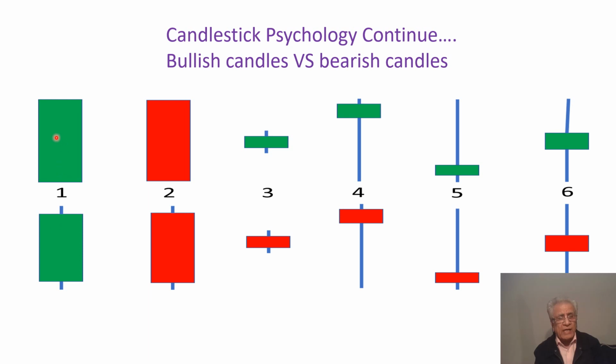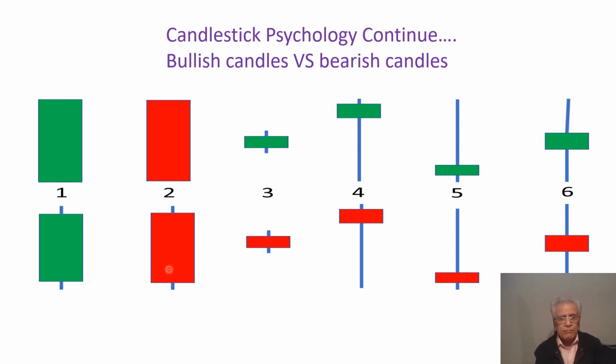And if there are no shadows like this one, no upper or lower shadows, that means it's a huge, big body Marubozu bullish candle. And here we can say the bulls totally control the market. It means there are no sellers in the market. The trend goes only in one direction, upward.